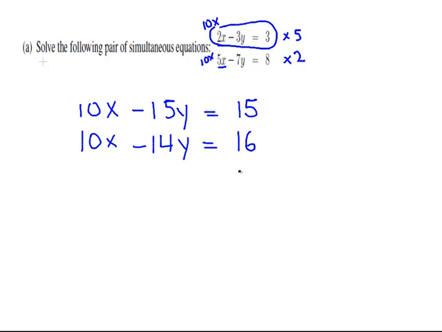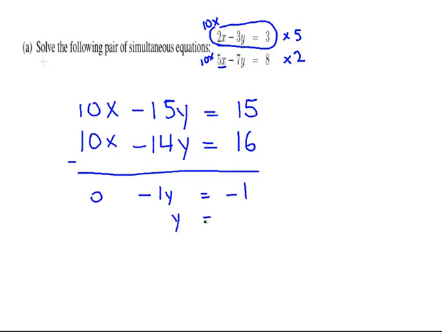Okay, now the next thing we're going to do is subtract one equation from the other. Now we can actually do that. So what we're going to do is subtract each pairing of terms. We subtract 10x from 10x, so we get 0. From minus 15y, we subtract minus 14y. So minus 15 minus minus 14 gives us minus 1y. And 15 minus 16 gives us minus 1.